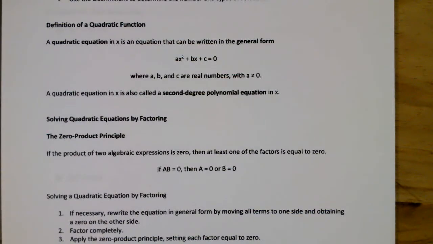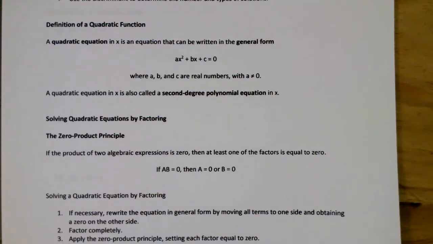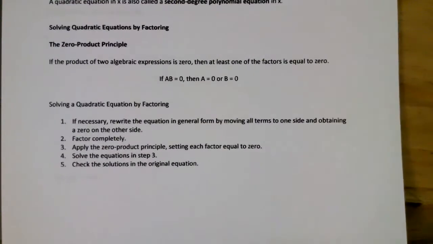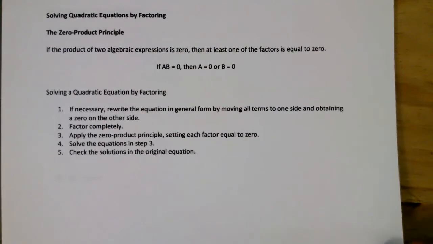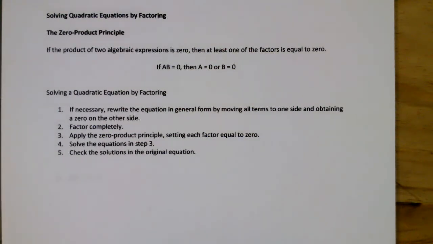A quadratic equation in x is also called a second-degree polynomial equation in x. Reason being is because the highest exponent there is a 2. So second-degree polynomial equation, or we'll just say quadratic equation. Now, we're going to look at 4 different ways of solving the quadratic equation. The first method is by using a method called factoring.